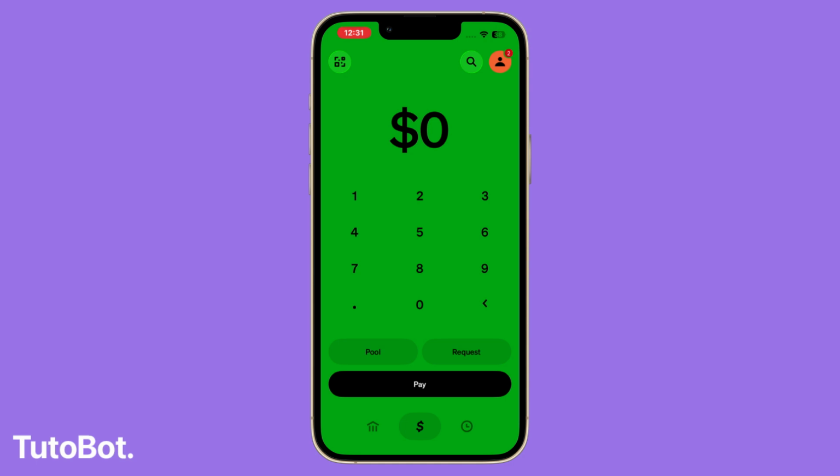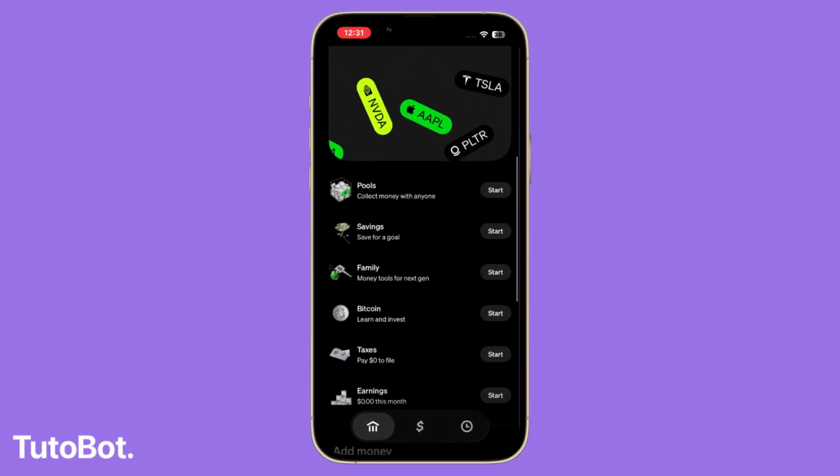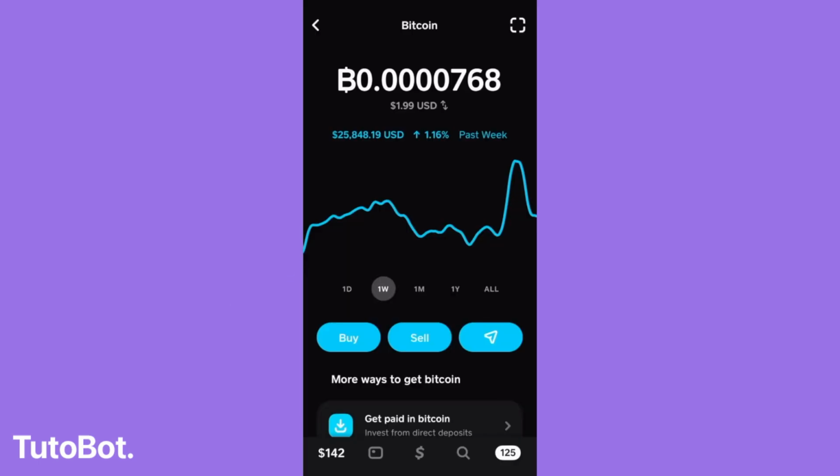First of all, open the app where your Bitcoin is stored. This could be Cash App, Coinbase, Binance, Robinhood, or any other crypto platform that supports buying and selling Bitcoin. If your Bitcoin is stored in a separate Bitcoin wallet, you'll first need to transfer it to a platform that allows you to sell Bitcoin.